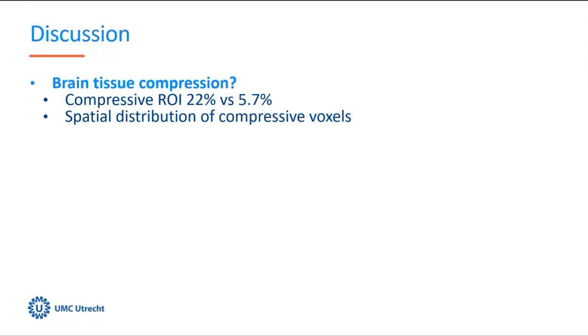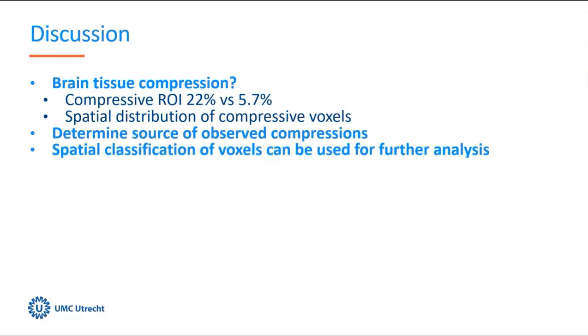And also, if you look at the spatial distribution, it shows that it's more likely that the compressions we see are caused by larger veins or sulci or structures that allow some fluid flow away from the brain. However, the spatial classifications can be very useful, especially for knowing where these extreme veins are.